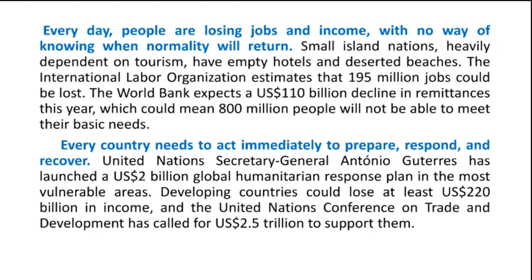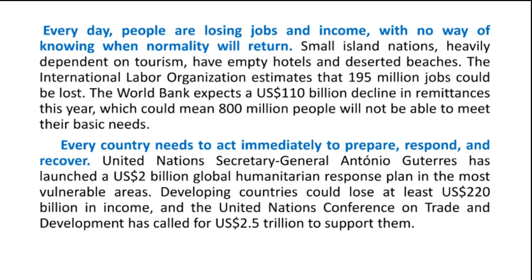Income means what you get when you do a certain job. Small island nations heavily dependent on tourism have empty hotels and deserted beaches. Deserted means no one is there. The International Labour Organization estimates that 195 million jobs could be lost. The World Bank expects a $110 billion decline in remittances this year, which could mean 800 million people will not be able to meet their basic needs. So this is how COVID affected people's jobs and incomes.